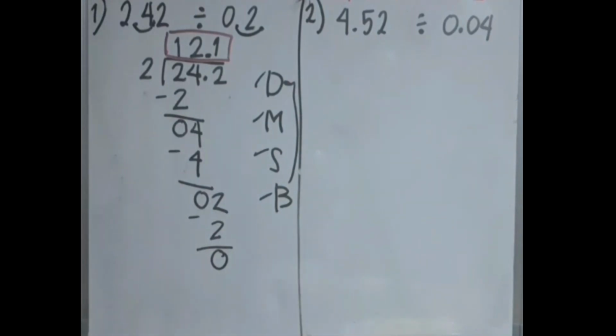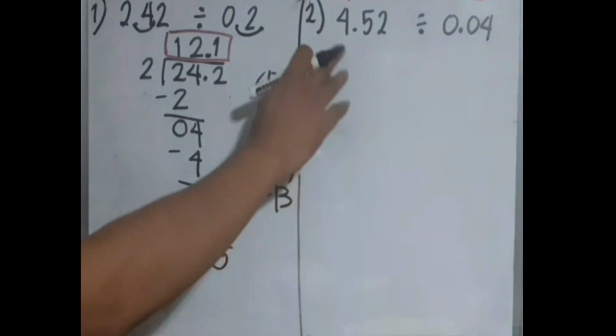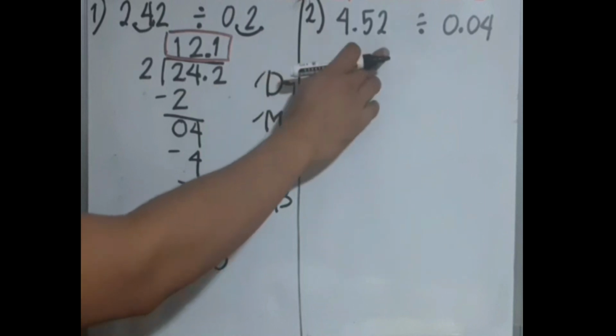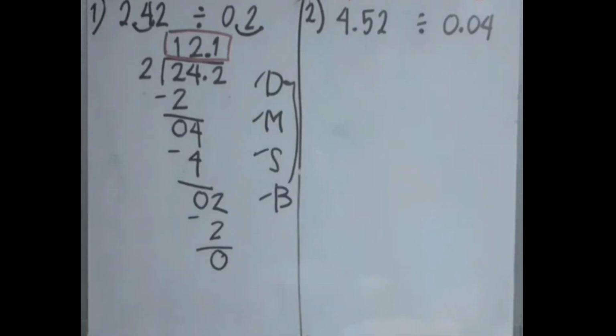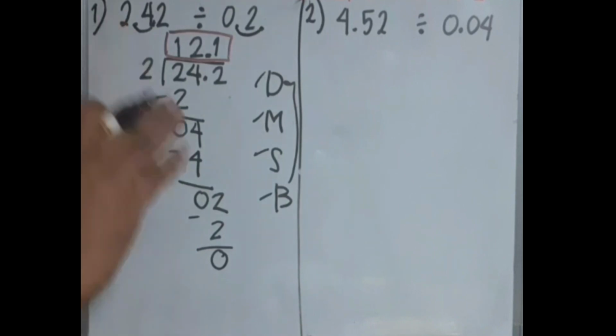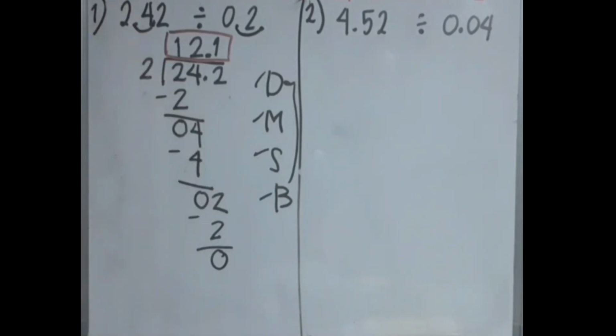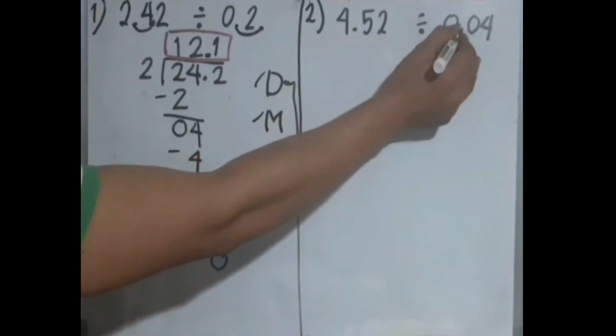Let us have another example. Example number 2. We have 4 and 52 hundredths divided by 4 hundredths. So, as you see, parehas silang decimal number. So, anong una natin gagawin sa ating divisor? Kailangan gawin muna siyang whole number. Okay, ilang beses natin i-move yung decimal point sa ating divisor para maging whole number siya? 2 beses. So, let us move twice to the right.